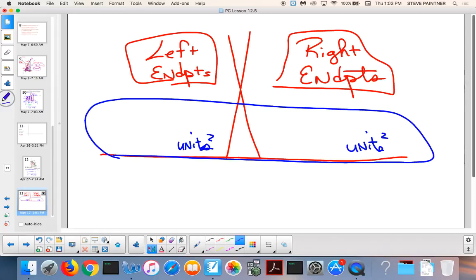Is it the same graph? It's the same graph I gave. When you do left endpoint and right endpoint, are they the same? No, one of them overestimates, one of them underestimates. So they're not going to be the same answer. The function's the same, but you're overestimating on one and underestimating on another.